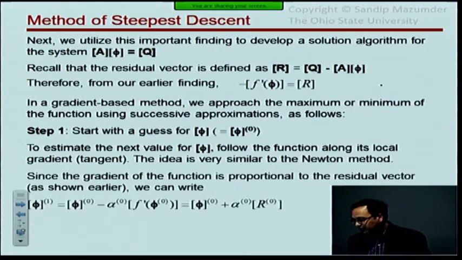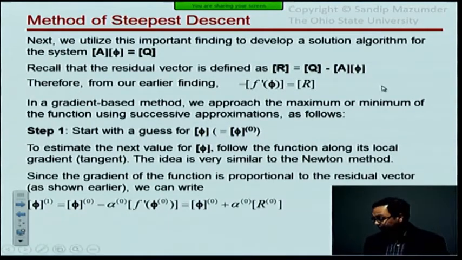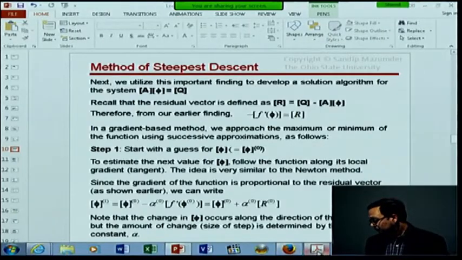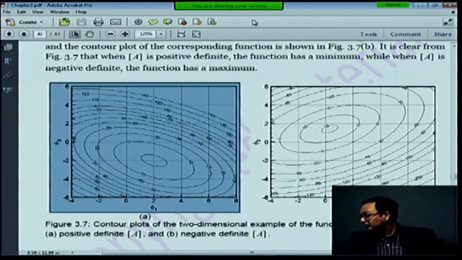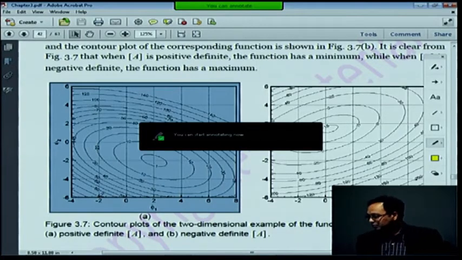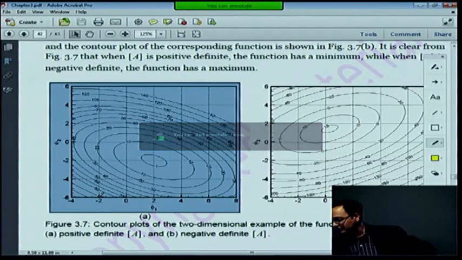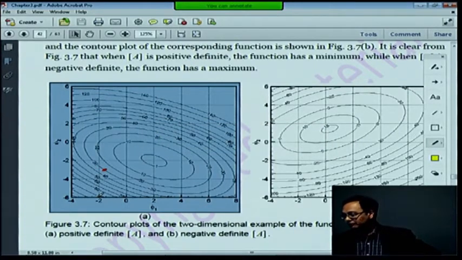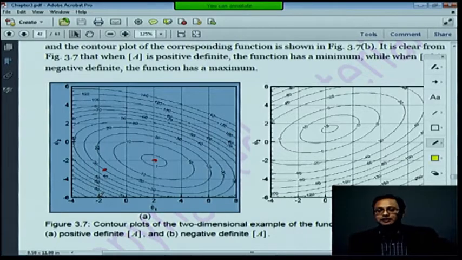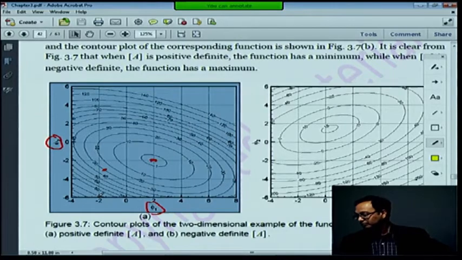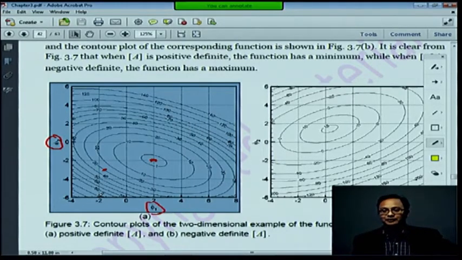If I go back to this figure here, suppose I start with an initial guess. I'm just making up something. Suppose I start here. Now the minima of the function is right here. This is my solution, where I have to arrive. What is the value of phi 1 and phi 2 corresponding to that point? That's what I want to find. I'm trying to solve A phi equal to Q, for a 2x2 system of equations. This point is my solution, the minima of the function. I start with some guess here.